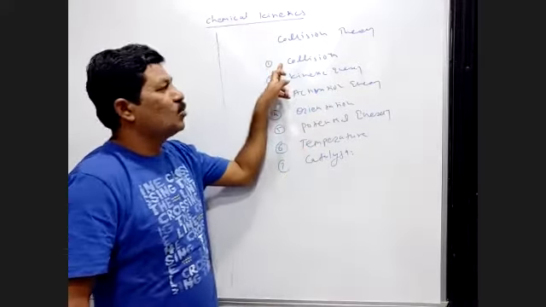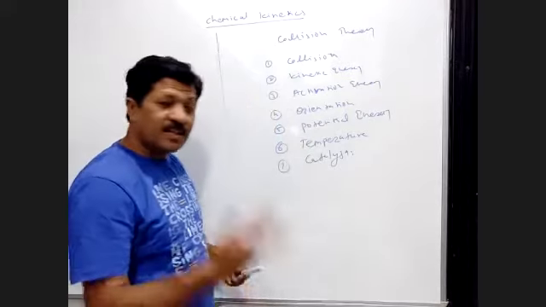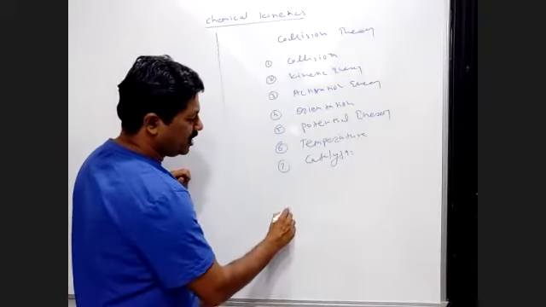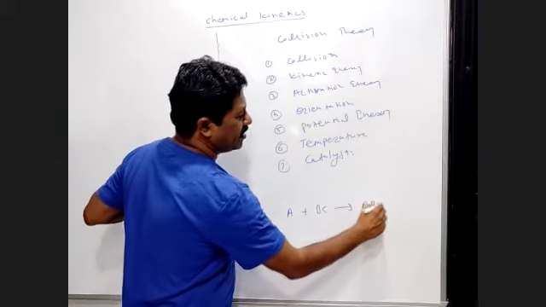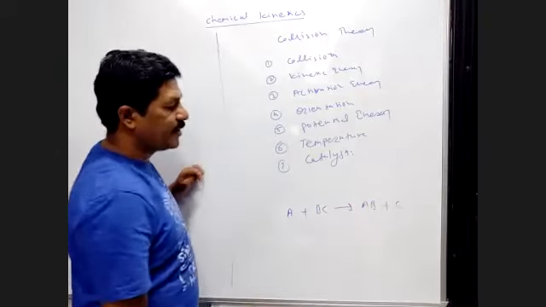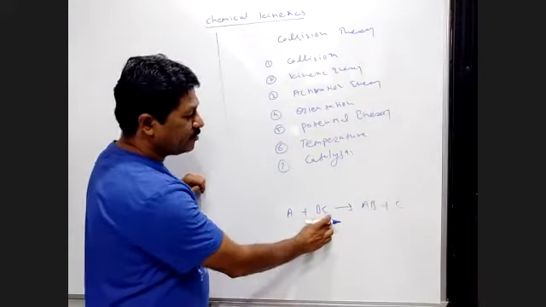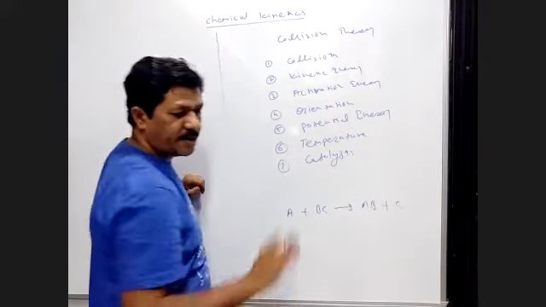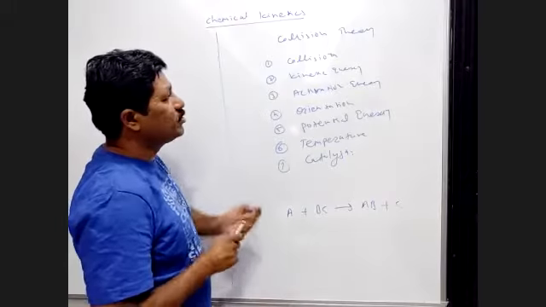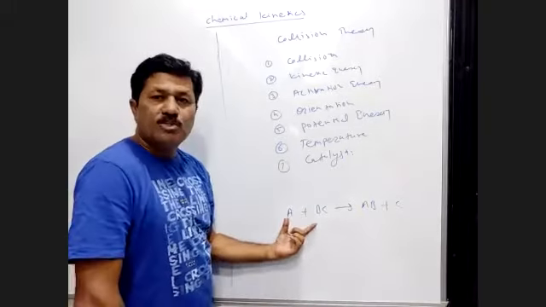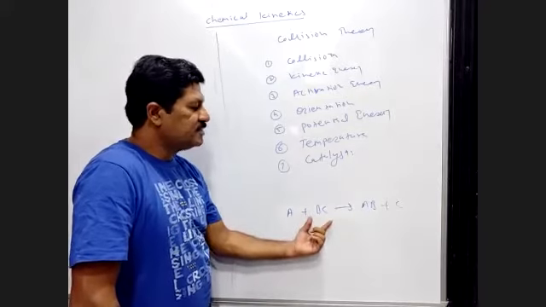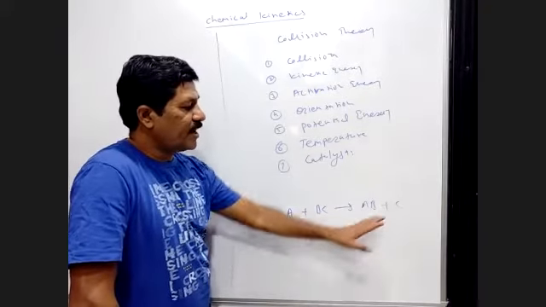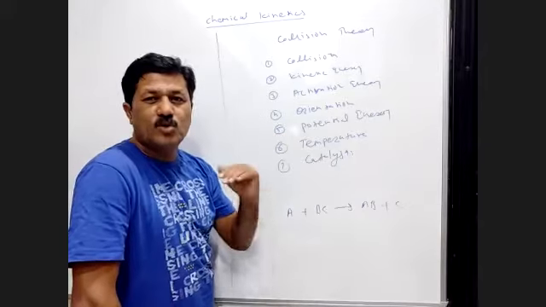First factor is nothing but the collision. Maybe in the last lecture we discussed that suppose A reacts with BC to produce AB plus C. Here A and BC are reactants, and AB and C are the products. So according to collision theory, there must be a collision between reactant A and reactant BC. If the collision between these two occurs, then only we can have this product. So the most important stage is the collision.